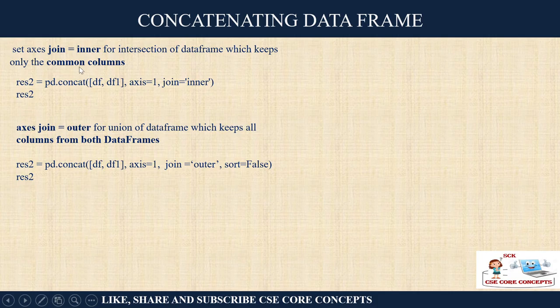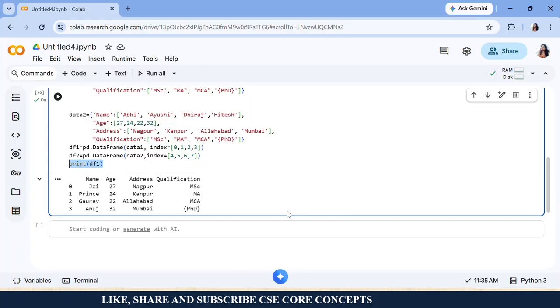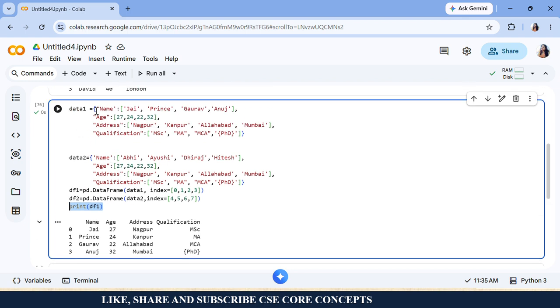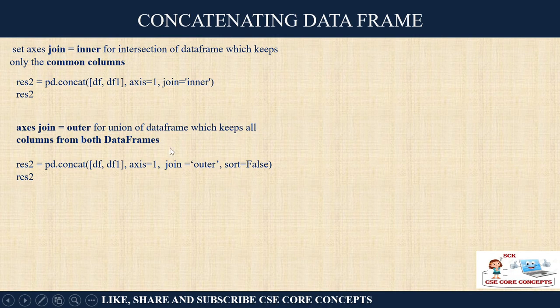Now, if you want to concatenate it, you can set the axis and how you are going to join it. Join equals inner is for intersection of the frames. Now, inner means what? Sometimes there are certain columns here. In this case, I have kept the same names of the columns, but it may not always be so. Suppose there is an additional column, gender.